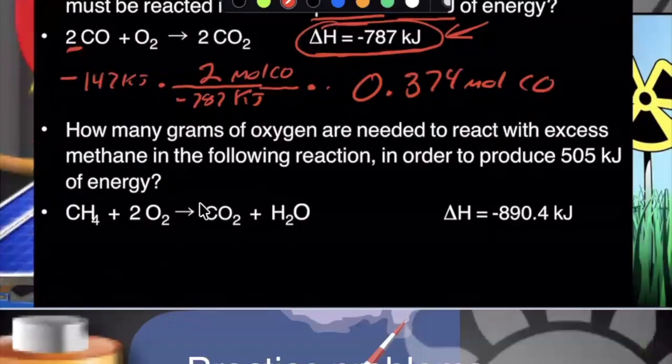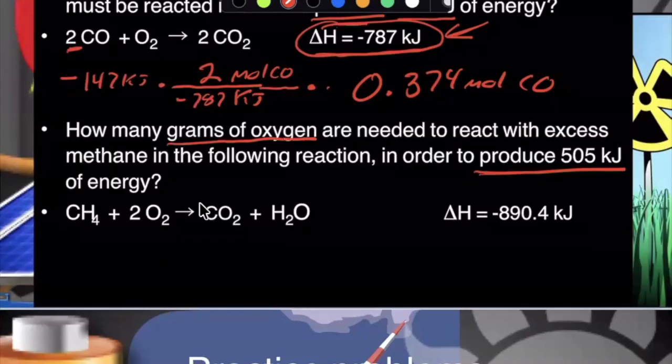Here, basically the same thing, just a little bit more conversions needed. So how many grams of oxygen? I want grams of oxygen, that's important, are needed to react with excess methane. Excess just means you don't have to worry about it. It's not a limiting reactant thing. In order to produce, so this says produce just like the other one did. It won't always say that. Sometimes it could be to bring in an amount of energy, something like that.